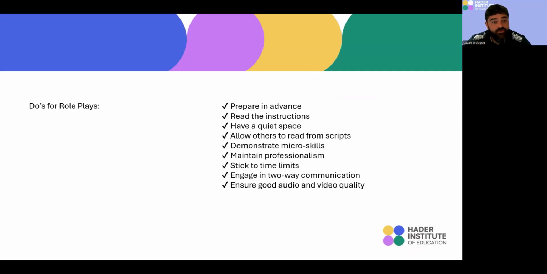Now let's go over the do's for role plays. Following these best practices will help you present a more professional and effective role play submission. First of all, prepare in advance. Always read the instructions carefully so you understand the expectations of the role play. Make sure you follow all task requirements to demonstrate the necessary skills.